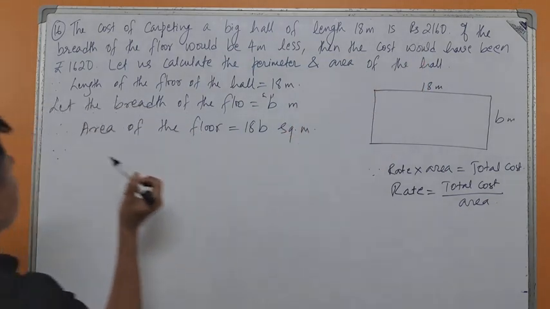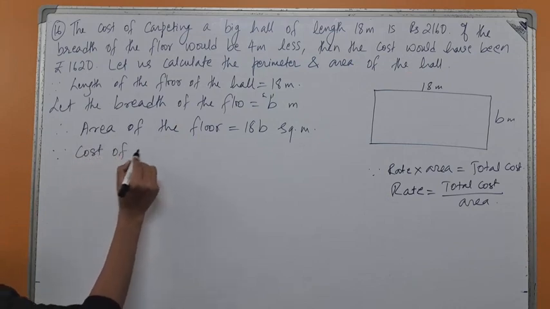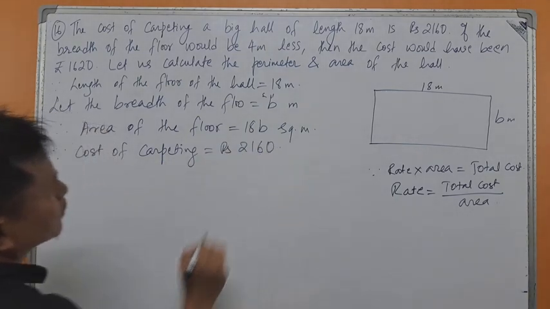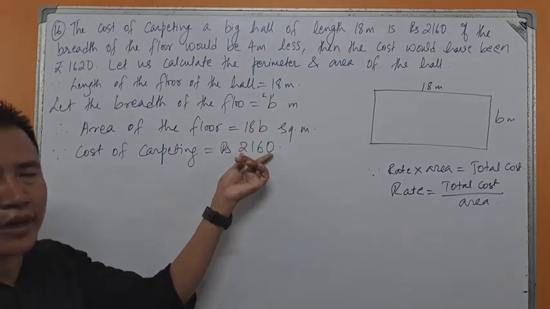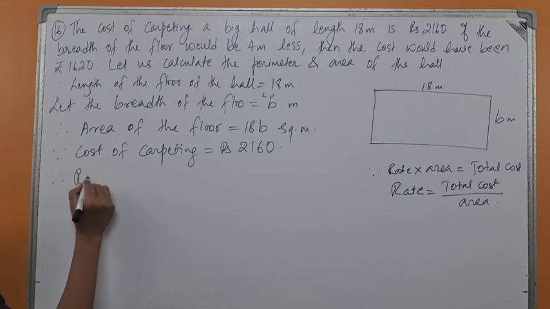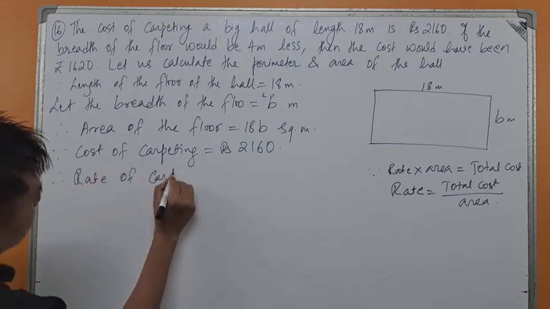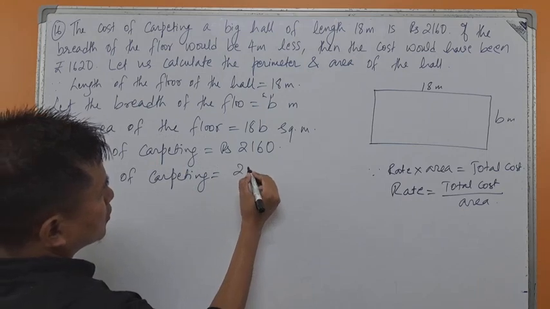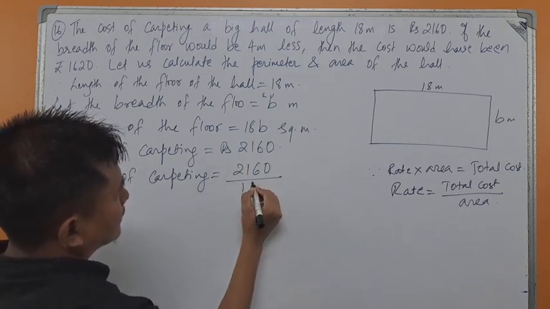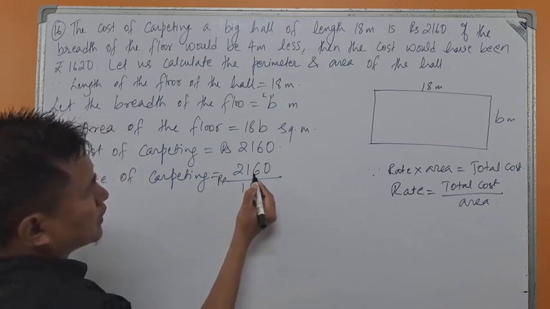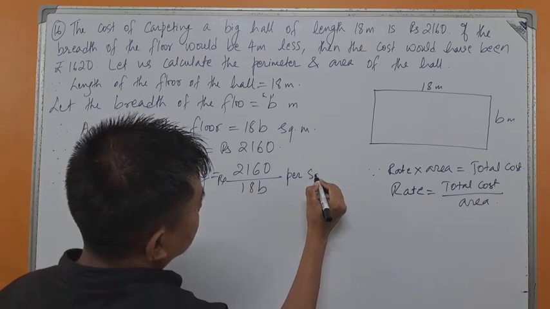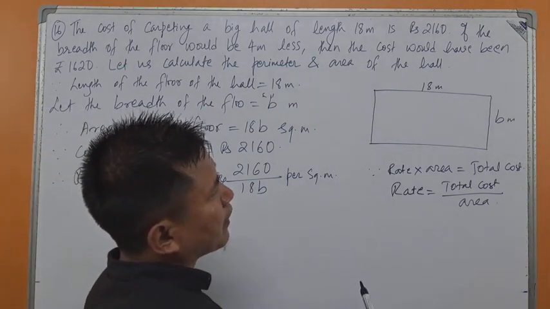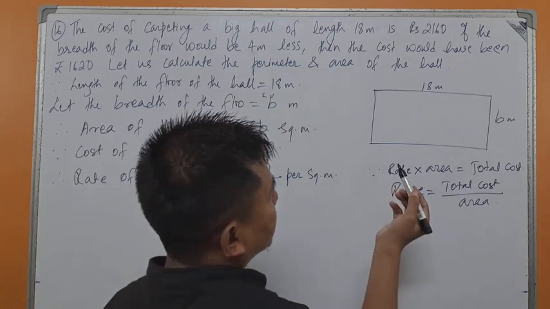Now cost of carpeting is given to us. Since cost of carpeting equal to rupees 2160, this is given to us. We know the area, we know the cost of carpeting. So what will be the rate? Therefore rate of carpeting equal to total cost upon area. Total cost is 2160 upon area 18b. Rupees 2160 upon 18b per square meter. Okay, this is the rate. Now the second part of the question is, if the breadth would have been 4 meters less.